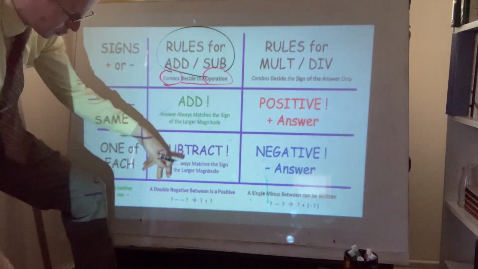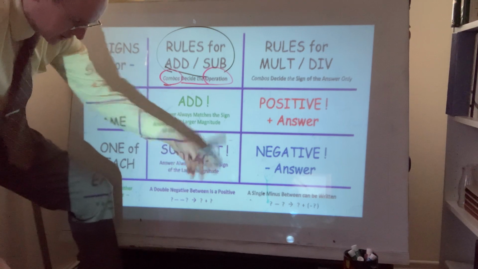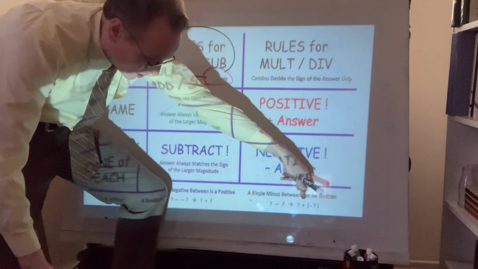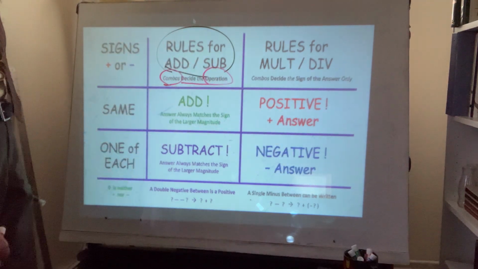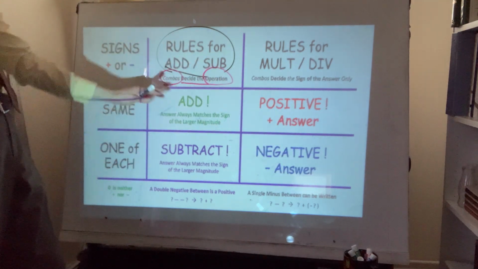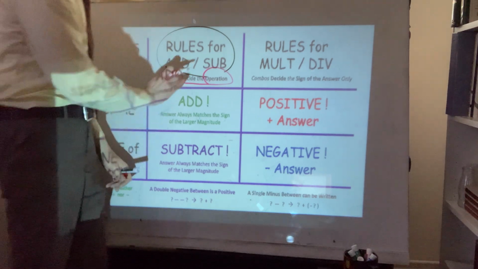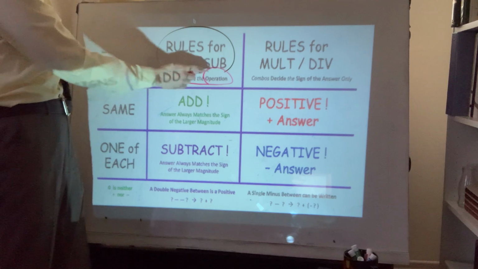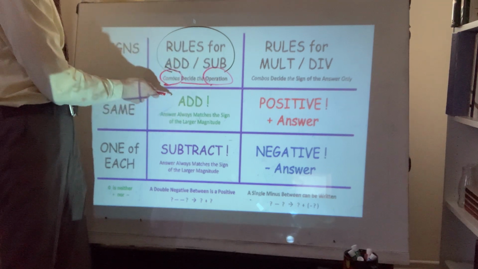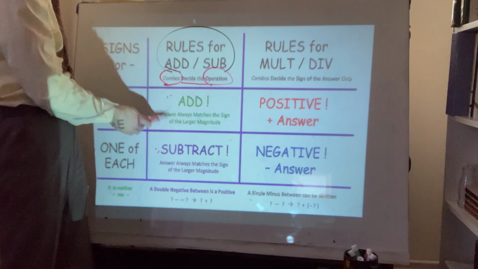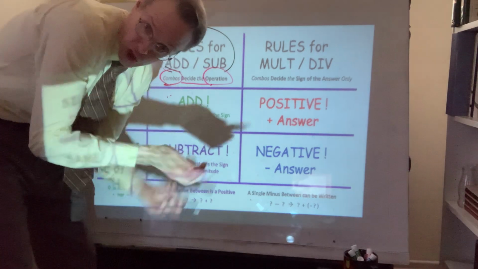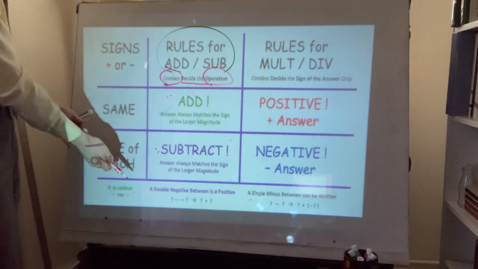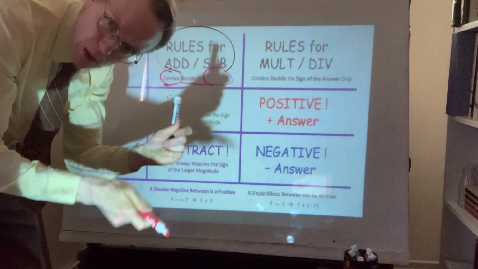What I just mentioned before, that a double negative between could be written as a positive, that's still true. And a single minus between can be written as plus a negative. 0 is neither positive nor negative. That's all still true. The real important thing to convince yourself is this. Combinations decide the operation insofar as adding and subtracting are concerned. So if you're having trouble deciding which is actually going on, check to see if you have the same or one of each. You're always comparing two at once.